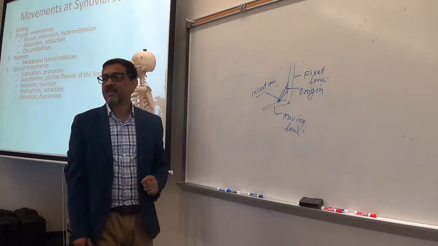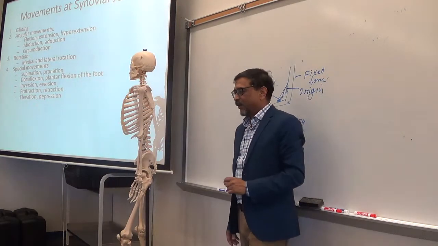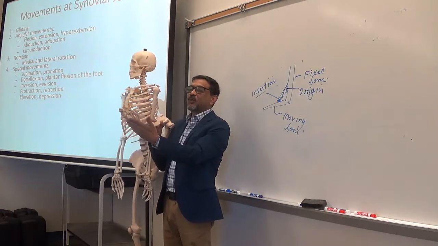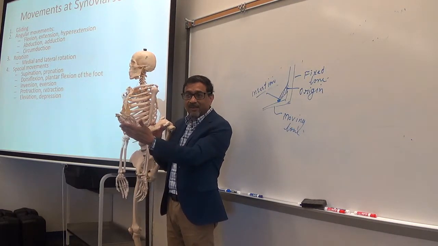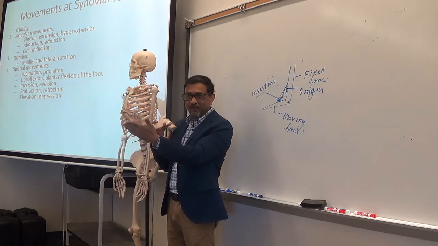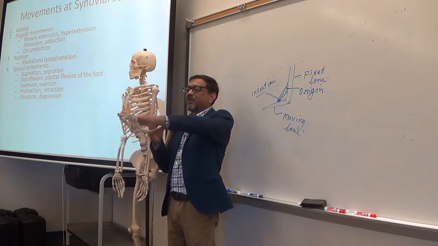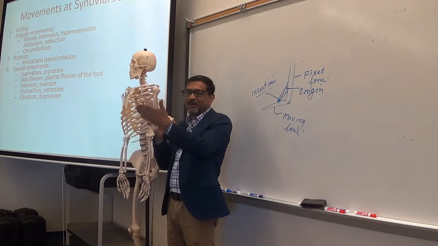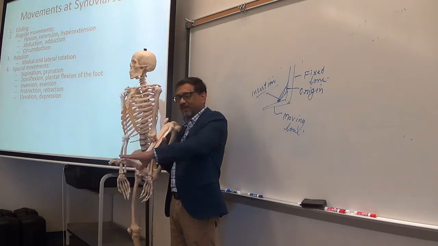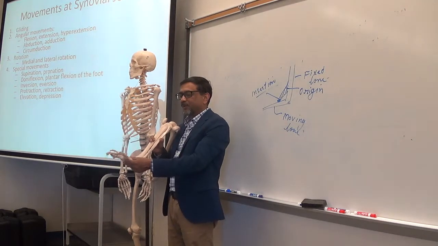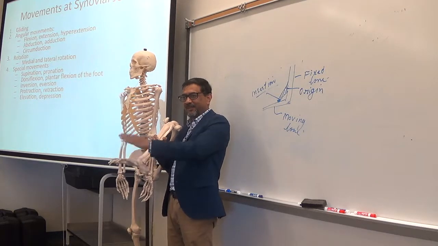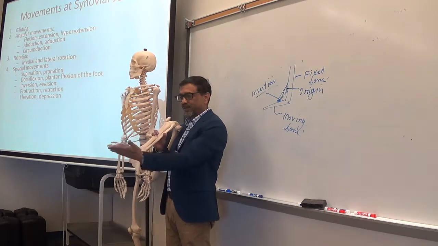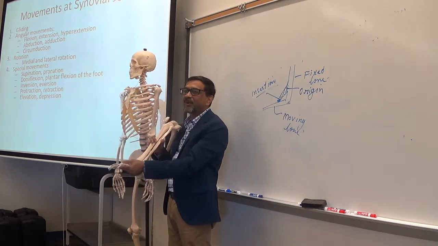Dorsiflexion, plantar flexion of the foot. Now, to understand that, you need to know this surface, the sole of the foot, is called what? Plantar surface. Okay? This is plantar. And this top part of the foot is called dorsal. So this is plantar, and this is dorsal. Now, if I move this way towards the dorsal surface, upwards, that is dorsiflexion. If I move towards the sole, downwards, that is plantar flexion.